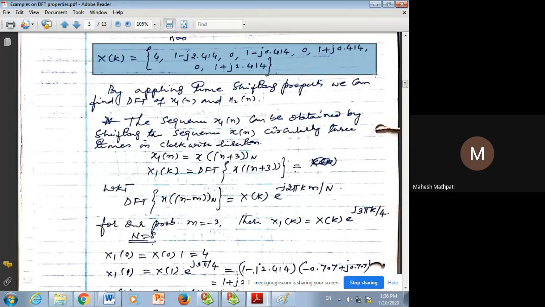Okay, noted? Yes, sir. Now, next point. By applying the time shift property, we can find the DFT of x1 of n and x2 of n.